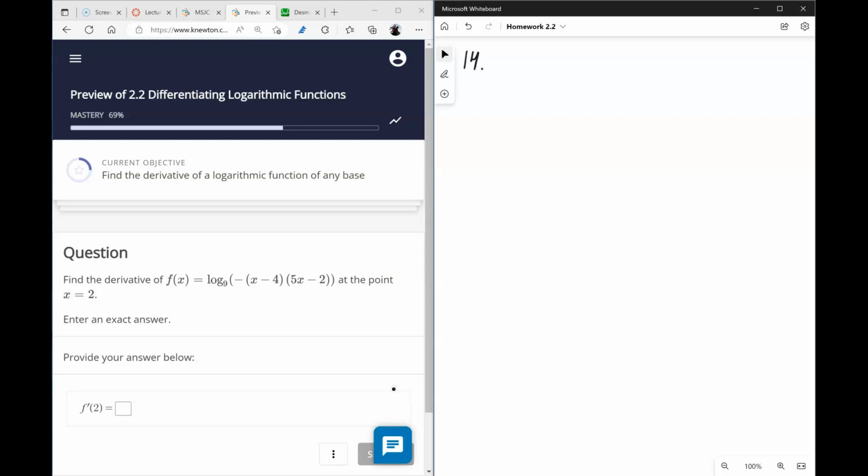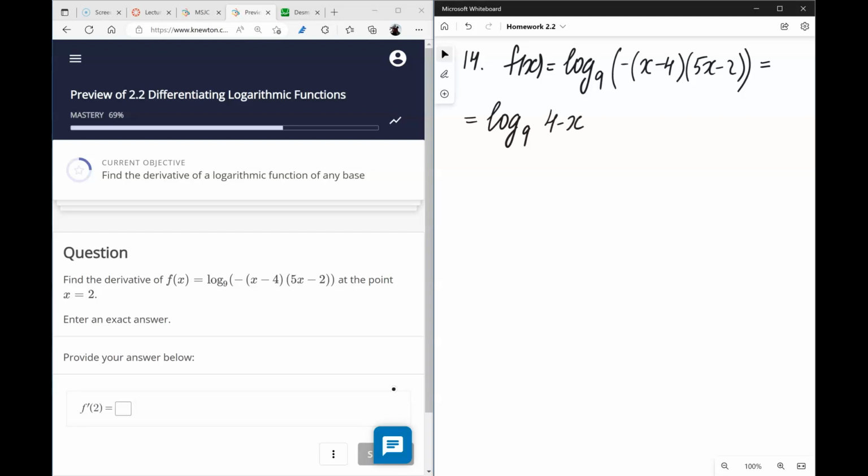Next problem. We have a logarithmic function with base 9 of a product, and we have x minus 4 times 5x minus 2, and I'm actually going to rewrite it as a sum, and I'm going to apply the negative to x minus 4, so I'm going to write it as 4 minus x. And I'm going to split the log of the product into a sum of the logs using the property.